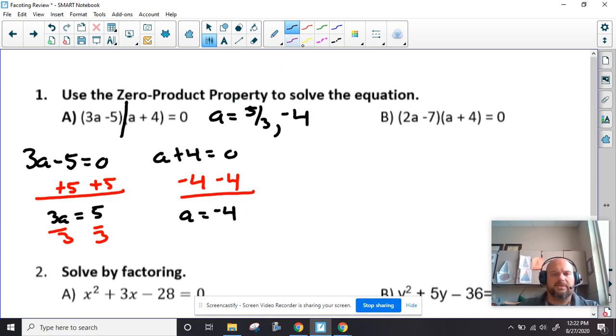Now, there's a couple ways that we could write this. Good thing is, y'all don't have to write. So you may actually see this written in braces.